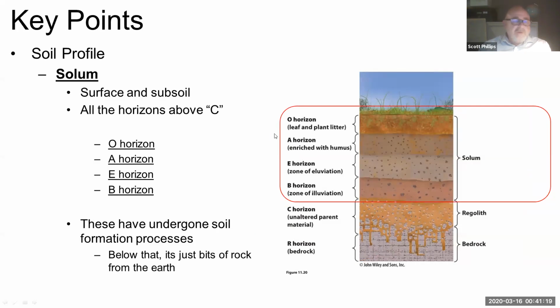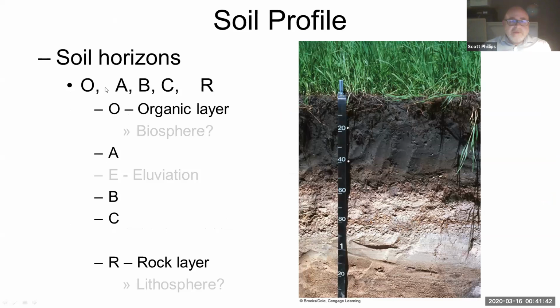There's a term called the solum, which is essentially all the stuff above the C horizon. And this is really where all of the action is happening. There's a lot of soil formation happening from the organic layer down to where minerals are collected in the B layer. And below that is essentially the bed on which the soil sits. So again, O, A, B, C, and R.